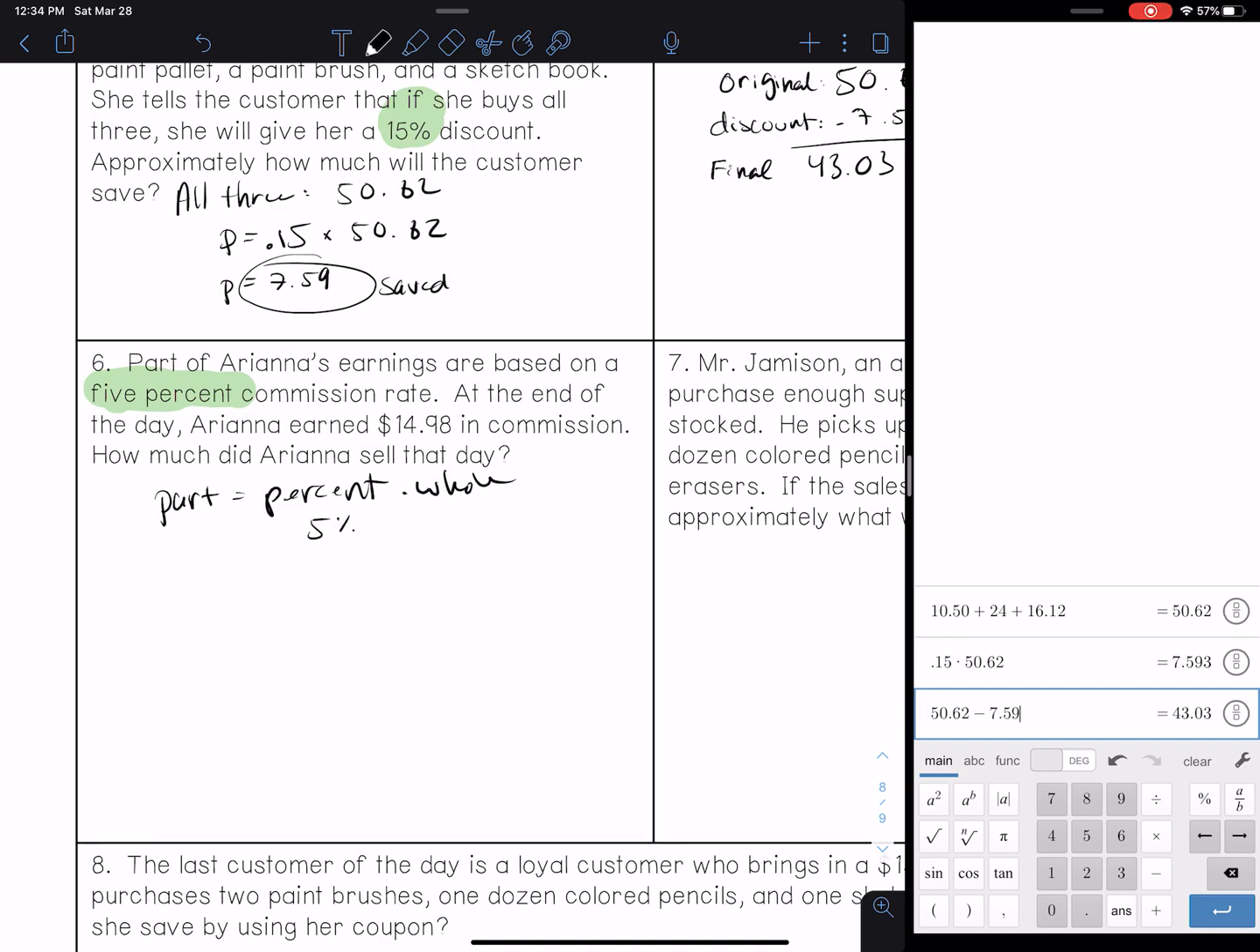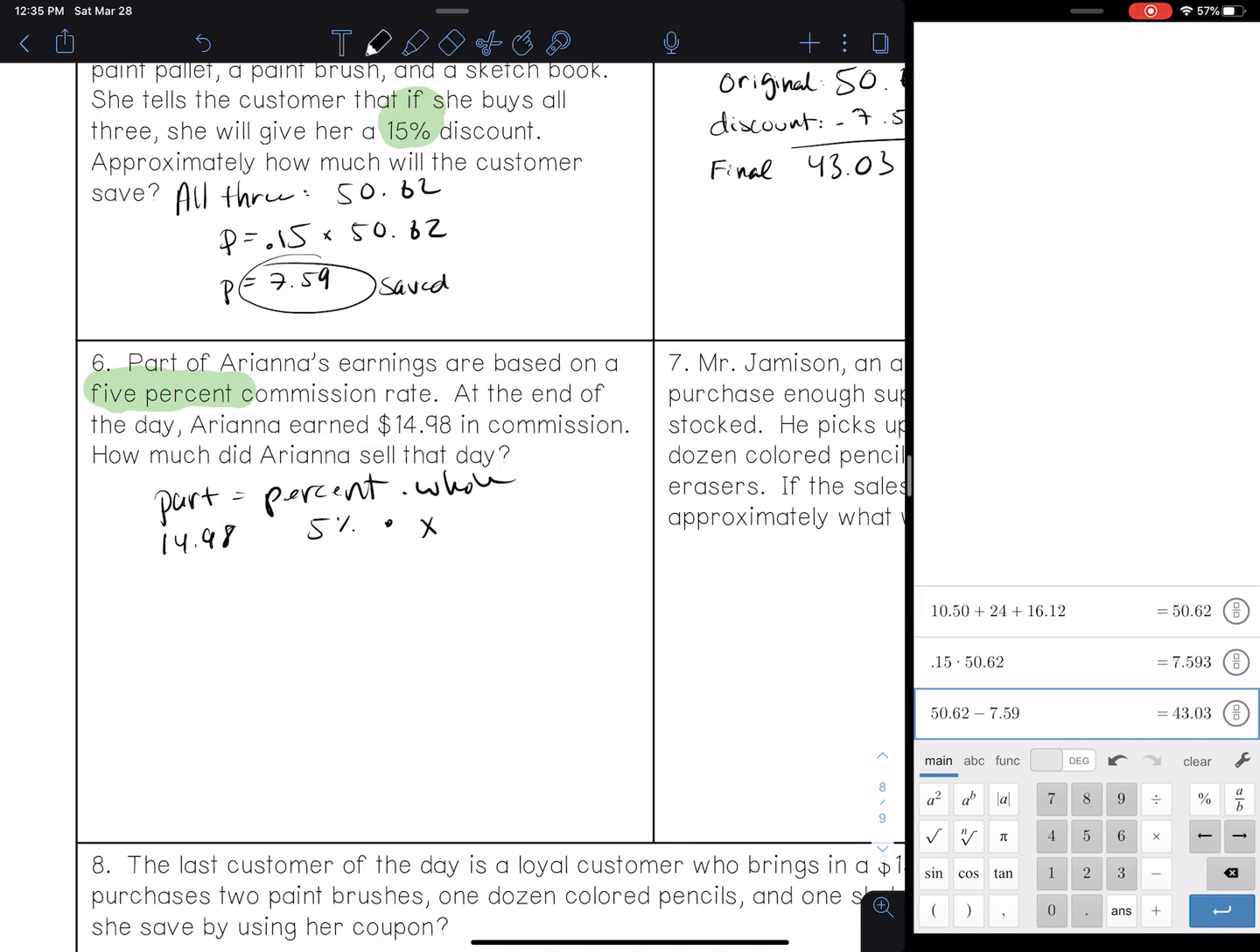Well, she earned $14.98 for the entire amount of sales. So is $14.98 a part or is it a whole? Well, it should be the part because that right there is how much she earned per how much sold. So $14.98 is her part. That means the whole must be an unknown value. What can you write for an unknown value? A variable. All right, so let's form our equation.